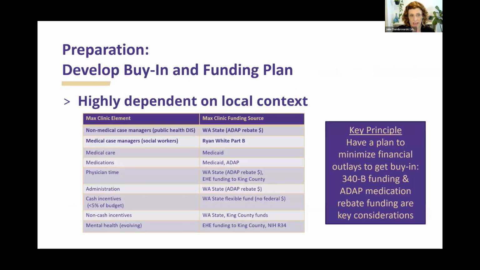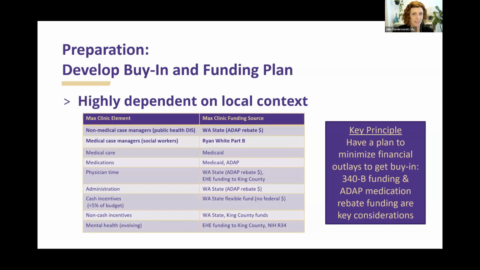The next step in this model is developing buy-in and a funding plan. This is very complex and really is highly dependent on the local context. So I've shown here the funding sources for different pieces of Max Clinic, but won't go through those in detail, since again, a lot of this depends on if you have Medicaid expansion, EHE funding, and who the partners are in something like this. The key principle in getting buy-in from the partners and developing a funding plan is making sure that you have a plan to minimize the financial outlays.